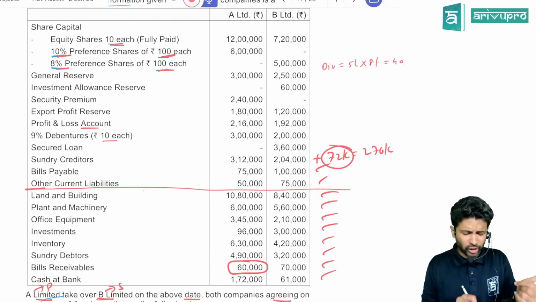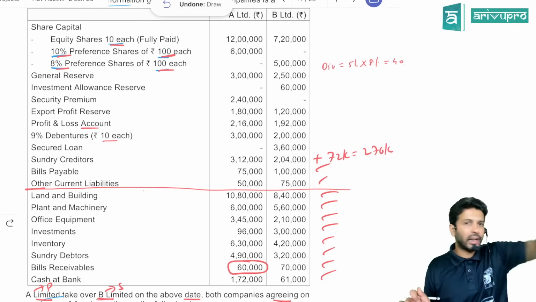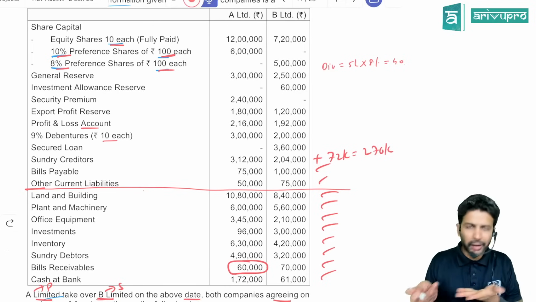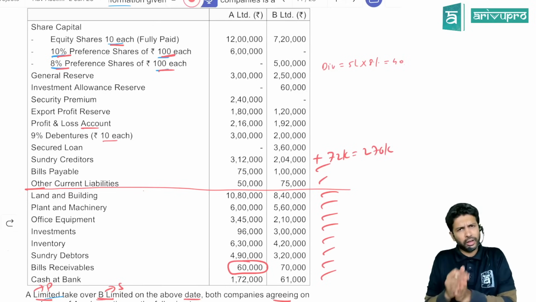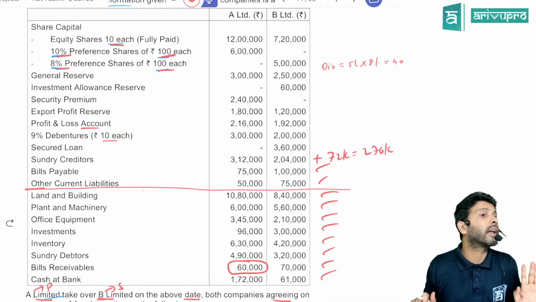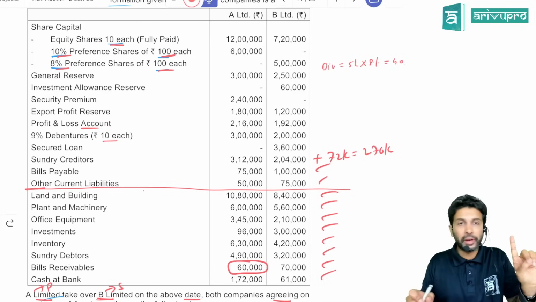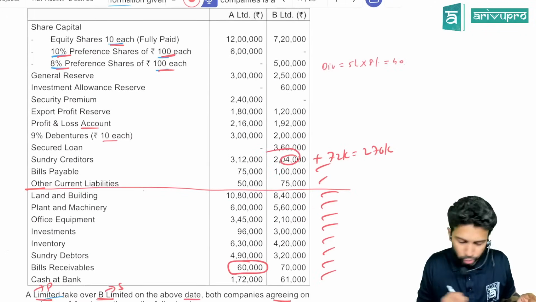If you want, for this 72,000 you can pass a separate entry: P&L account debit to trade payable. Or you can club it here only. I suggest club it here only. Or if you want to show it as a separate entry, you can do it. Done now? Yes, sir. If I club, I hope everyone understood this. Yes, because it is not 204.